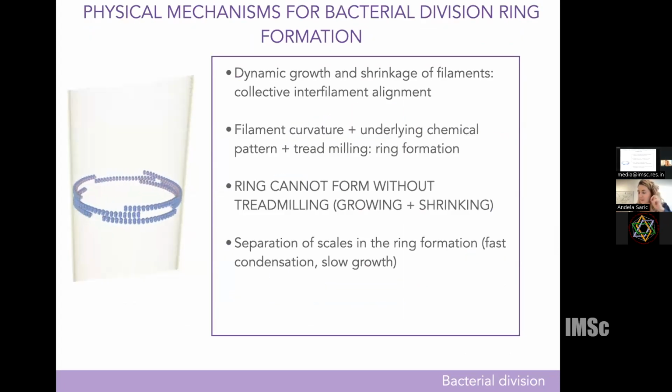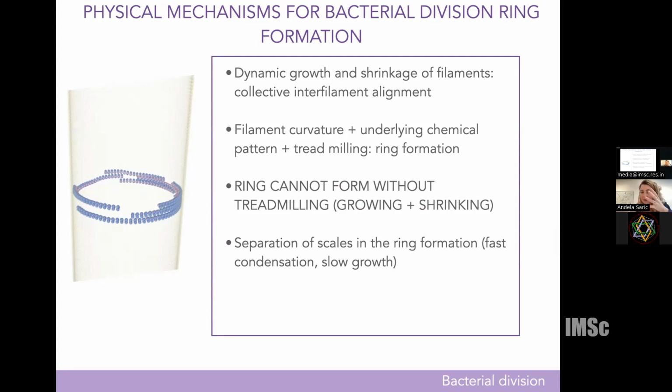Okay, so I'll wrap up this bit too. I've hopefully shown you that this dynamic growth and shrinkage of filaments leads to collective alignment. And again, that's a very different type of active matter. I'd say it's an active, like turning over matter. So it consumes energy for shrinkage. So it grows and it consumes energy to shrink. And because of this process, it's able to align. And then to form a ring, you need the filament curvature and the underlying chemical pattern.